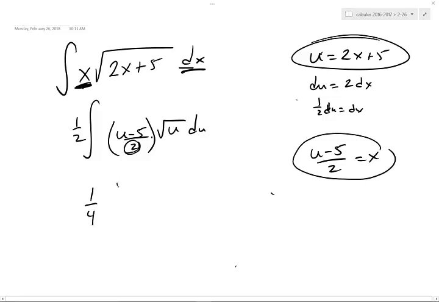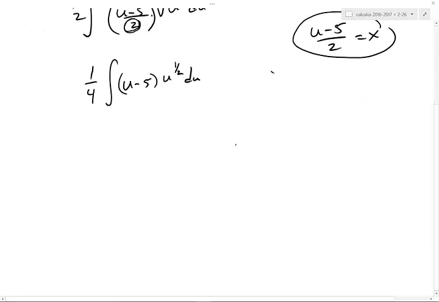Now, I feel like this is really u to the 1/2 right here. Is that correct? All I've done is rewrite things. I have not done anything different yet. Is that true? I just changed the square root of u to u to the 1/2, correct?